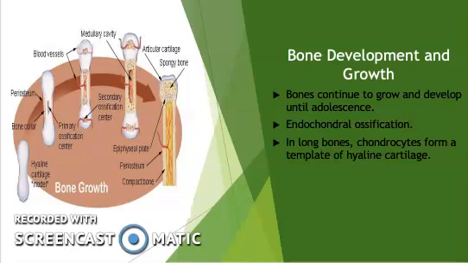Long bones continue to lengthen potentially until adolescence through the addition of bone tissue at the epiphyseal plate. They also increase in width through appositional growth. In the lengthening of the long bones, long bones stop growing at around the age of 18 in females and the age of 21 in males in a process called epiphyseal plate closure.